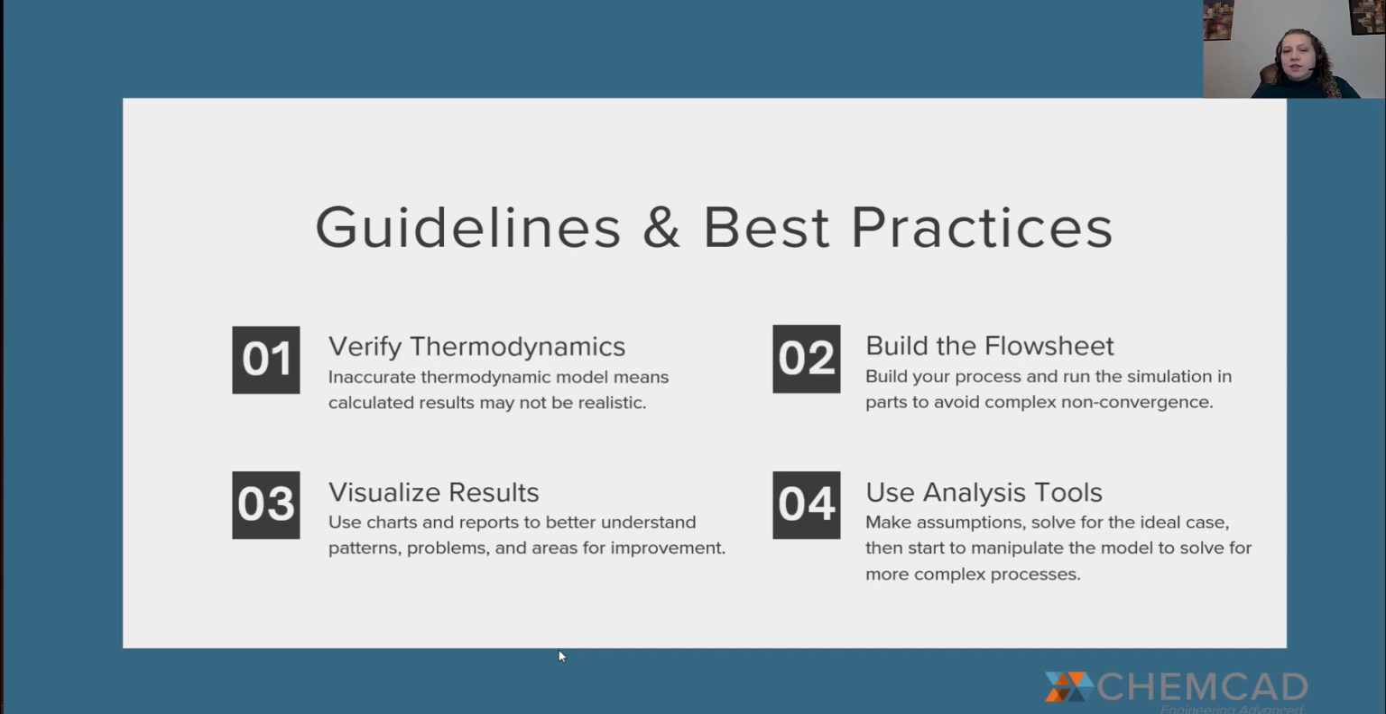And the final thing is the analysis tool, the sensitivity study. We can make assumptions all throughout our process and solve for an ideal case, but as we want to add complexity, we want to start manipulating the model, using something like a sensitivity study where we say, hey, vary this variable over my specified range, my boundary conditions, and see how that affects other things in my process. So am I making good assumptions? How sensitive is my process to the assumptions that I've made, and do I need to adjust those? So don't neglect those features and functionalities in ChemCAD.